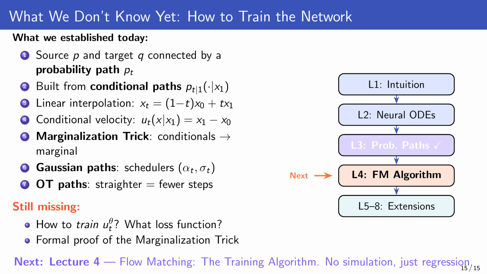What loss function do we use? Why does minimizing it give us the right answer? And what is the formal proof that the marginalization trick works? All of this comes in Lecture 4, Flow Matching, the training algorithm. We will see that training amounts to simple regression, with no ODE simulation required. The loss function is just the squared error between the network's prediction and the conditional velocity x1 minus x0. And we will prove formally that this is equivalent to matching the marginal velocity.